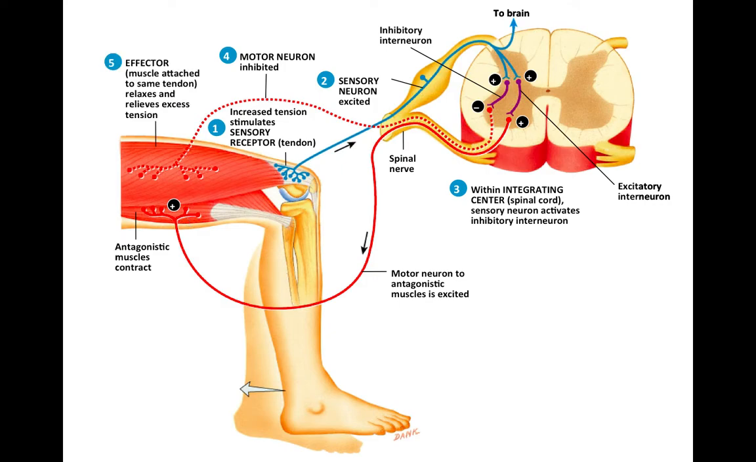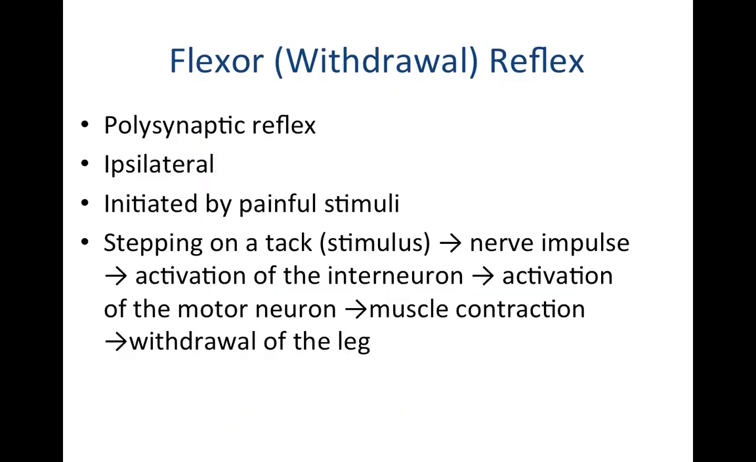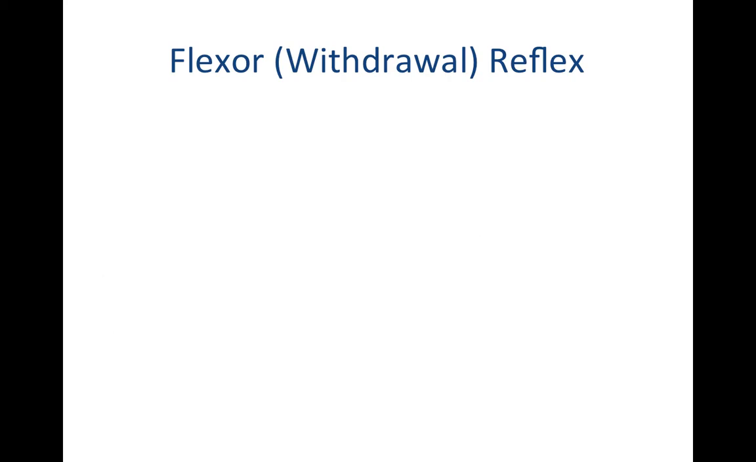And again, in these examples, the effectors are going to be the muscles. The flexor or withdrawal reflex is also a polysynaptic reflex. It's also ipsilateral, so it is going to come in and go out on the same side of the spinal cord. This is generally initiated by painful stimuli. So if you step on a tack or something like that, that's going to activate these motor neurons to cause you to withdraw that leg and remove yourself from that painful stimulus.